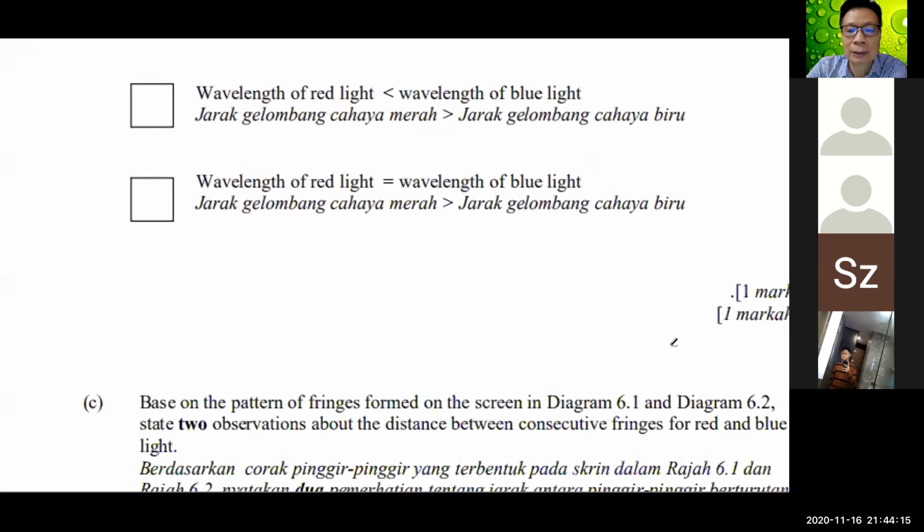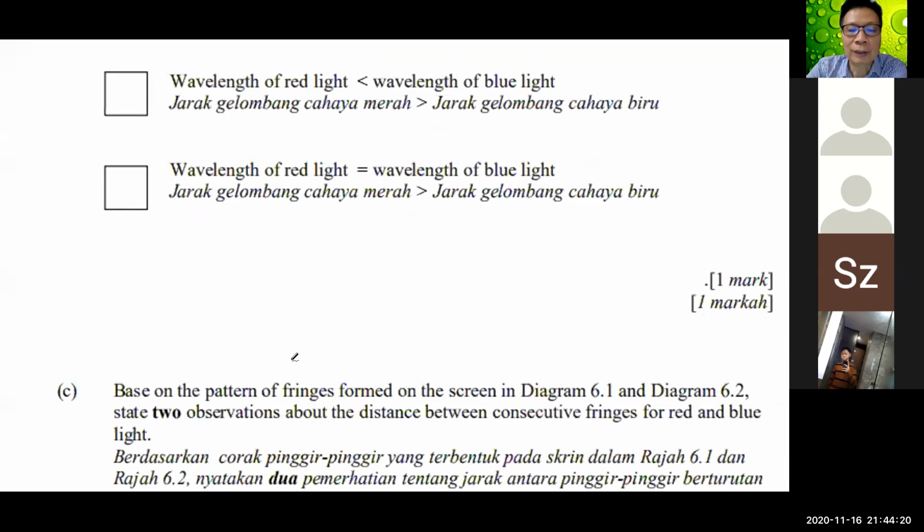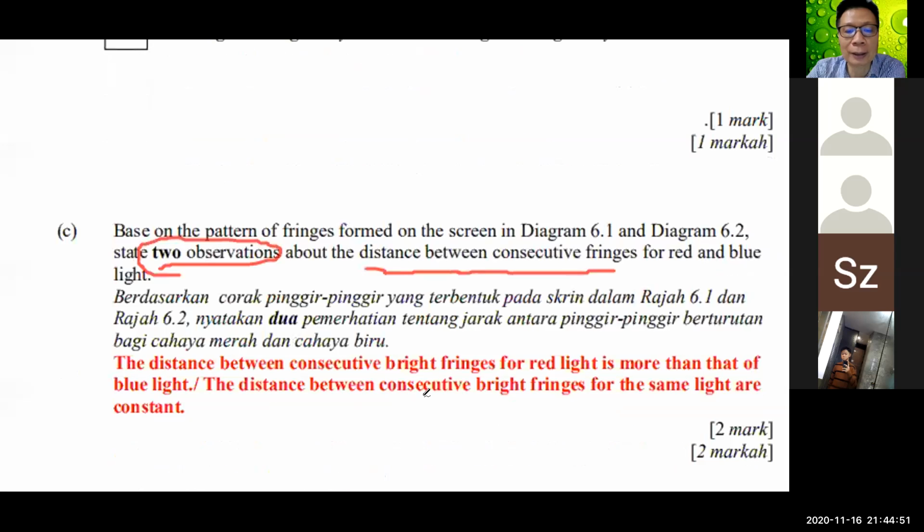Next. Based on the pattern of the fringes formed, give two observations about the distance between the consecutive fringes. You're asked to say the distance between the fringes for red and blue. They ask you to give two observations regarding the distance between the fringes. Okay. So how to give two points here? Because there are two observations in the answer.